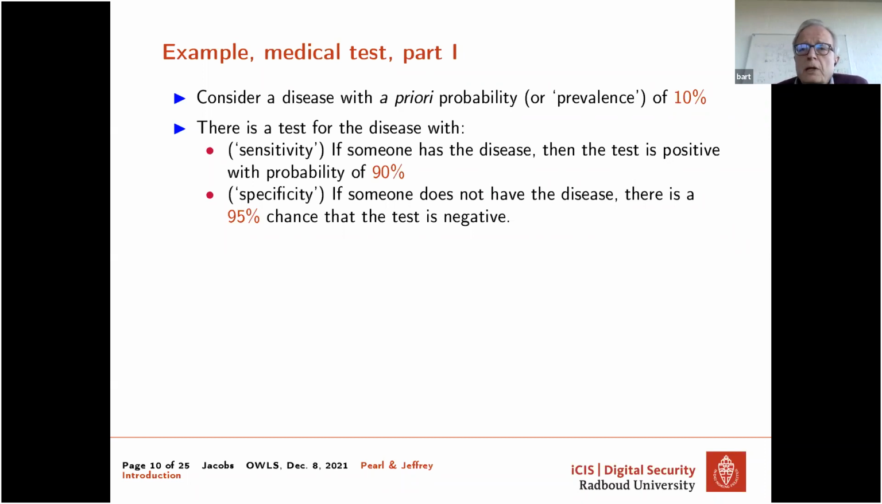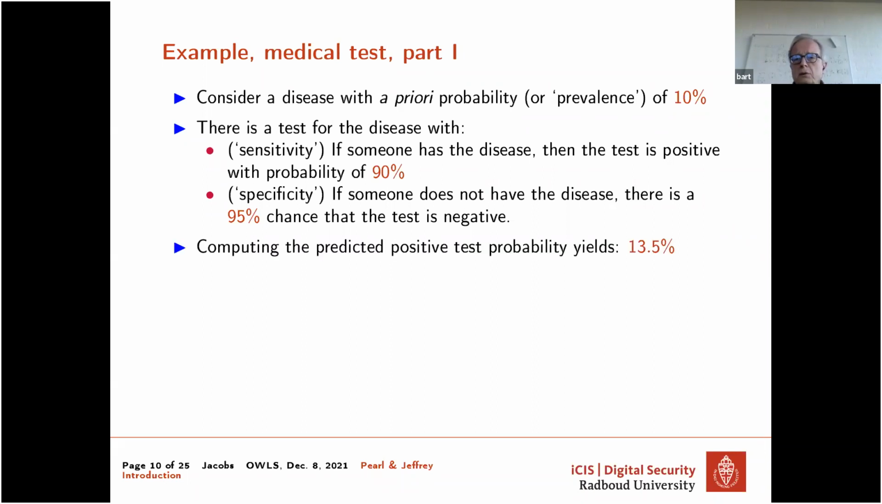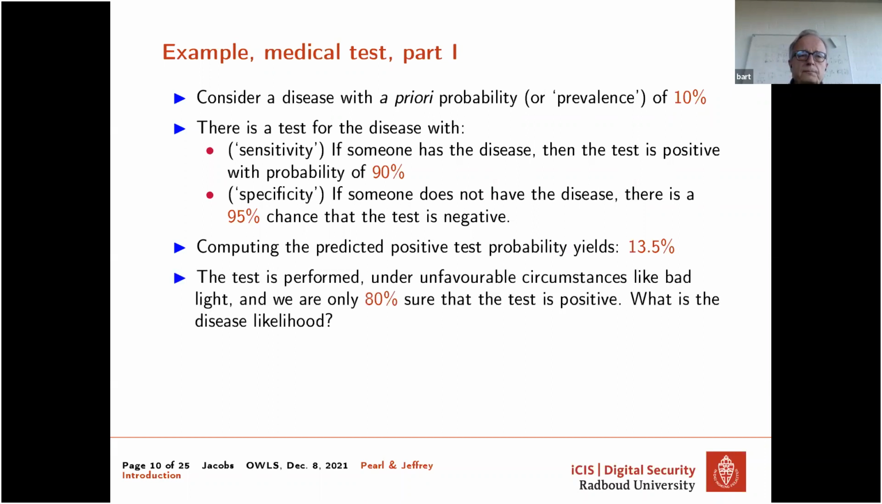Once I've given you this data, you can, for the whole population, using this a priori probability, ask what is the probability, if I test a random person, that the test will be positive. You can compute this, and it's 13%. It's a bit more than 10% because there is some chance that the test will be positive anyway, even though someone does not have the disease. And 90 is lower than 95. That's why this number goes up.